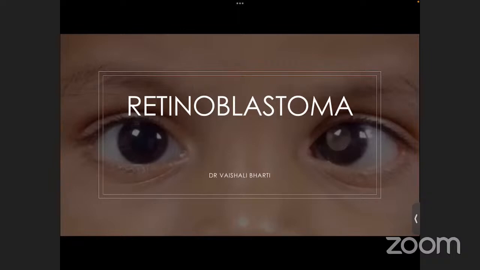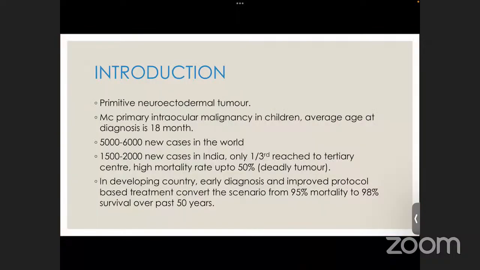Good morning, everyone. Today's topic of discussion is retinoblastoma. It is a primitive neuroectodermal tumor, the most common primary intraocular malignancy in children, and the average age at which the child presents is 18 months. If we look into the data, 5,000 to 6,000 new cases occur every year in the world, out of which 1,500 to 2,000 new cases are in India. Out of that, only one third reach the tertiary center. The rest are managed either in the secondary or primary center by enucleation or by conservative management.